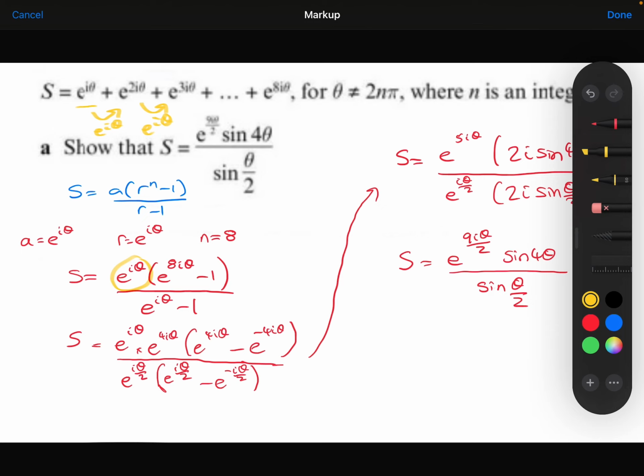Note we've still got the e to the i theta at the front there. On the denominator, I decided to factorise out the e to the i theta over 2, because this times this is this, and this times this is this.